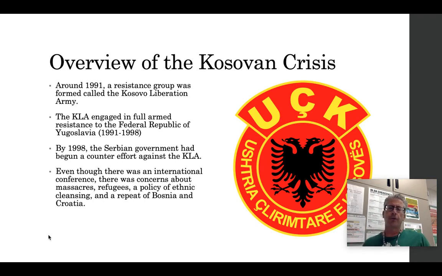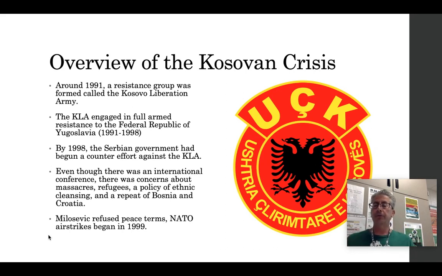So even though there were international conferences going on regarding what is happening, one thing is that they're very concerned about the massacres that have occurred in this region since the beginning of the 1990s, the increase in the number of refugees spilling into Macedonia and into Albania, and the policy of ethnic cleansing. The international community does not want to see a repeat of Bosnia and Croatia here. So they're interested, but they don't quite know what to do here.